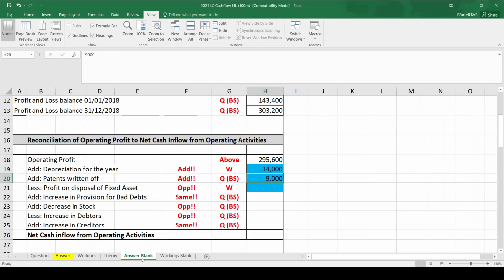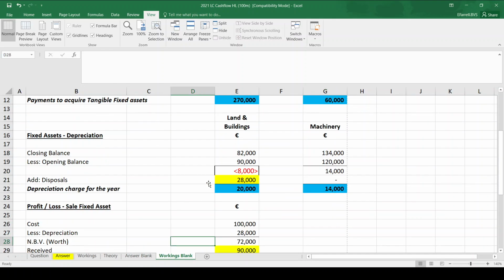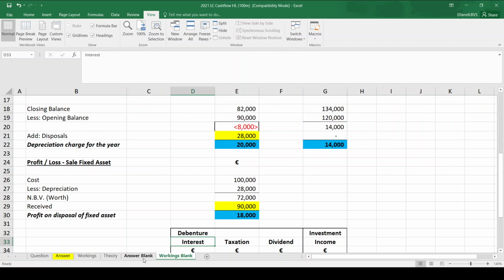Now, for the next 5 things here, we need to be careful with the signs. These can be either pluses or minuses. The first thing, profit on disposal. Obviously there can be a profit or a loss on disposal. In this question, there's a profit, and I've done the workings for that. There was a profit of 18,000.